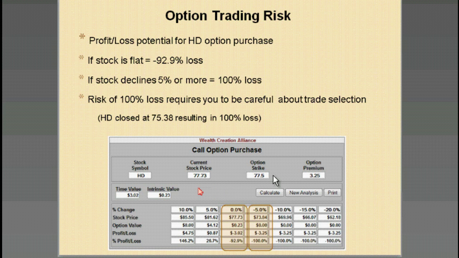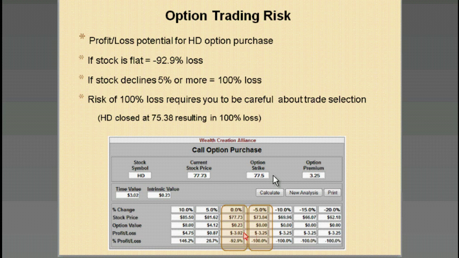So I plugged in the price at the time of Home Depot stock. It was 77.73. The 77.5 strike call option was trading at 3.25. So I plugged those numbers in, hit calculate, and this calculator will also calculate the time value of this option, which is 3.02, and the intrinsic value, which is 23 cents.